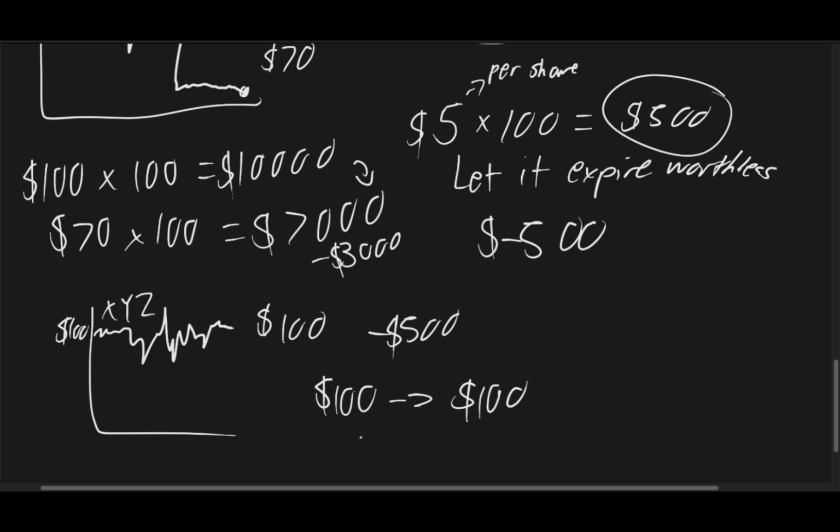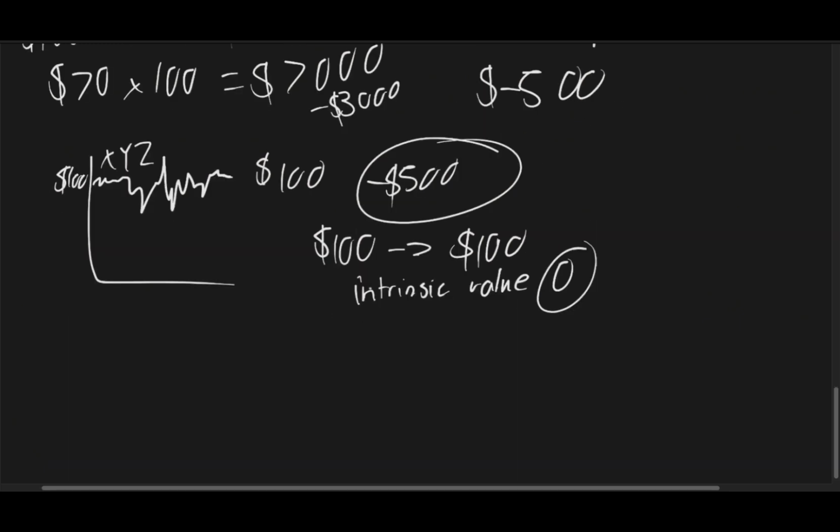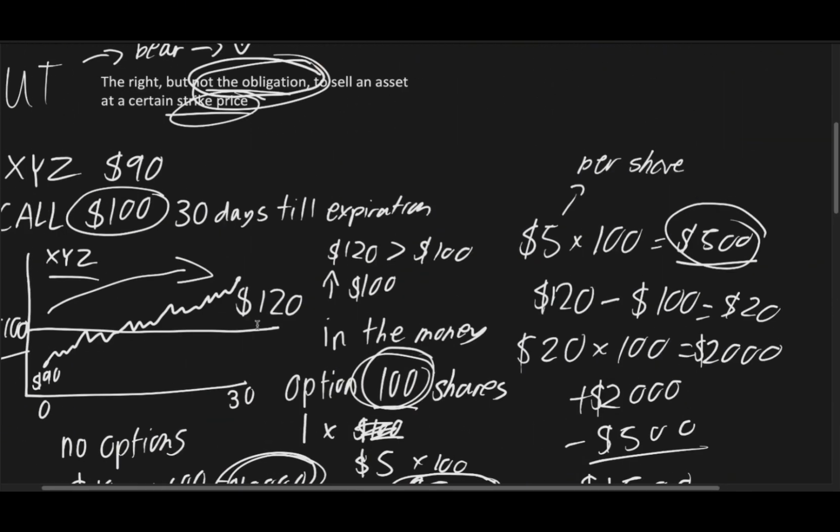So it's useless. The intrinsic value is zero. So who would want to buy this option? So you lose the premium. I was talking about call options now. Put options are basically the reverse. So let's go through the examples again.